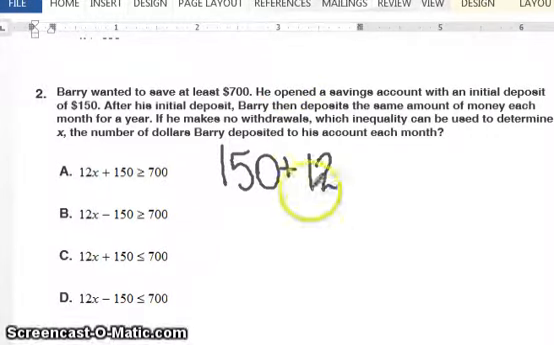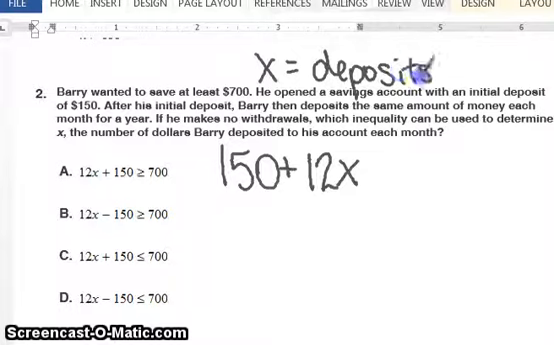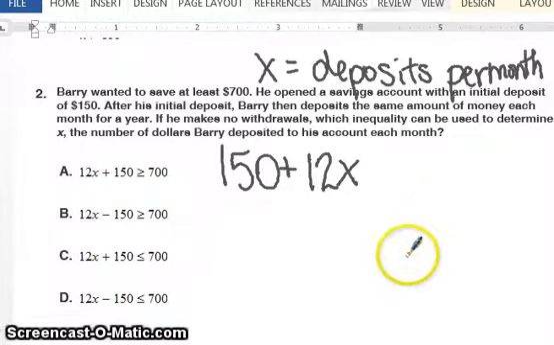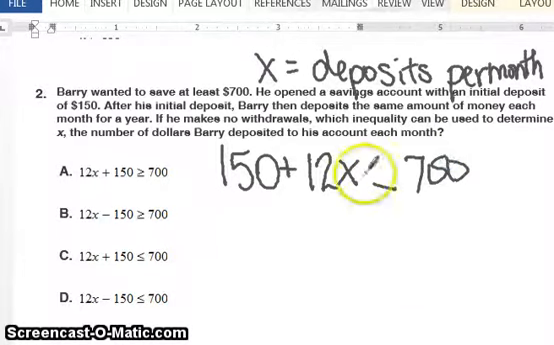So 12 months for that 1 year times however much, x is going to represent how much he deposits in a month, per month. Okay, and we want this to be $700, so it could be equal to $700. Or we want it to be more than $700. 700 is going to be the least. See that? See the little pointy at the 700? At least 700, so 700 is the least amount.